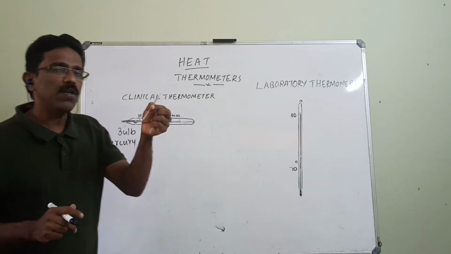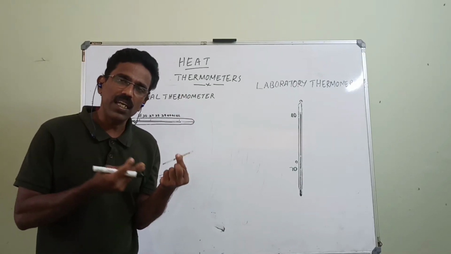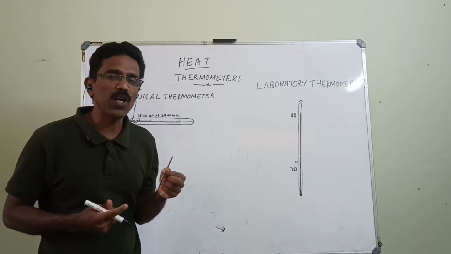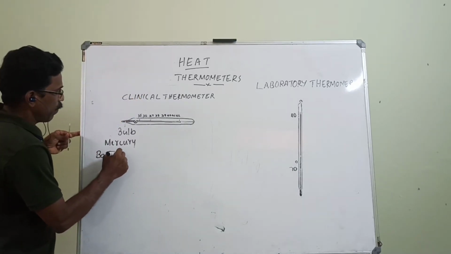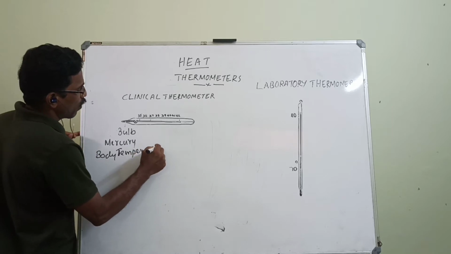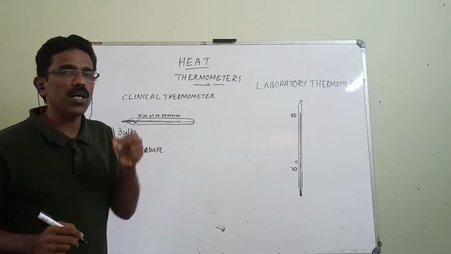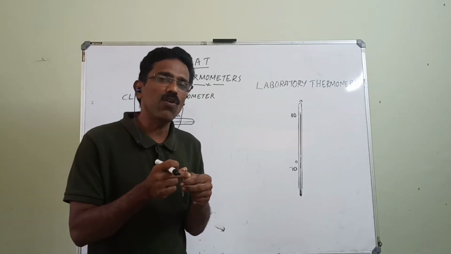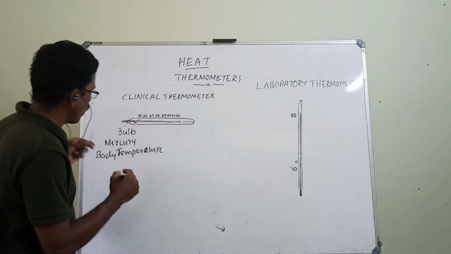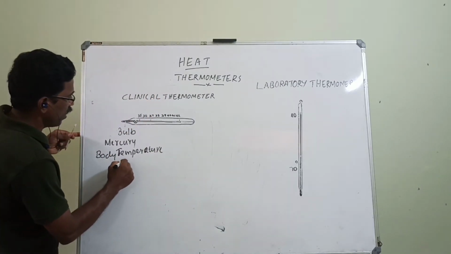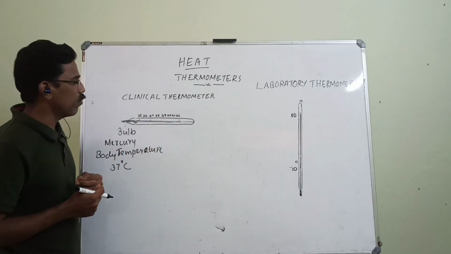And what is the purpose of this clinical thermometer? You know that a clinical thermometer is used to measure our body temperature. Our body temperature is measured by using a clinical thermometer. And what is the reading of our normal body temperature? In a normal human being, the body temperature is 37 degrees Celsius. That you can measure with a clinical thermometer.